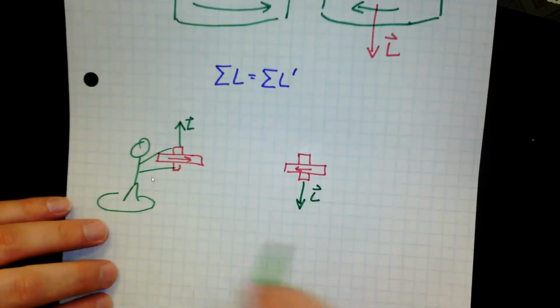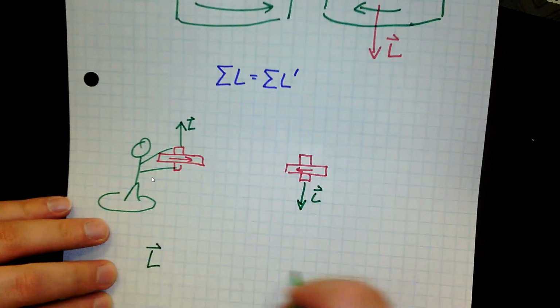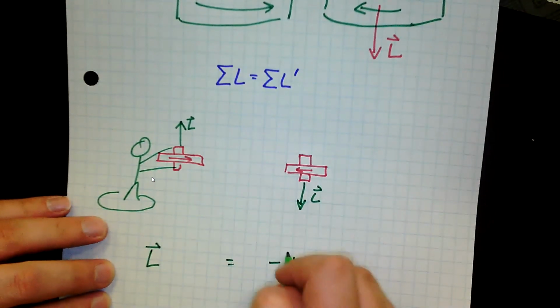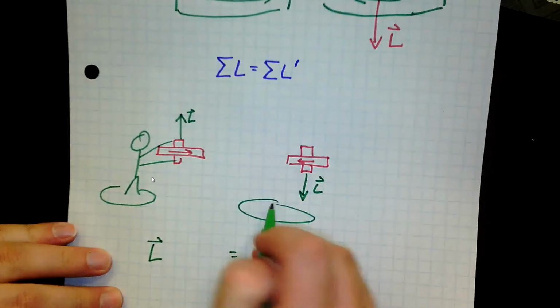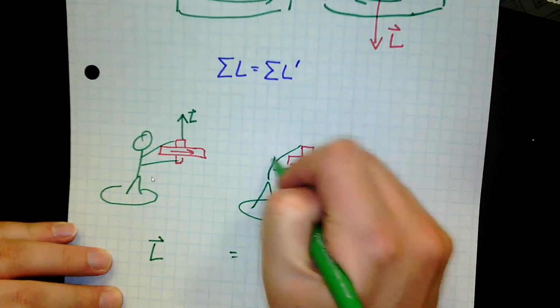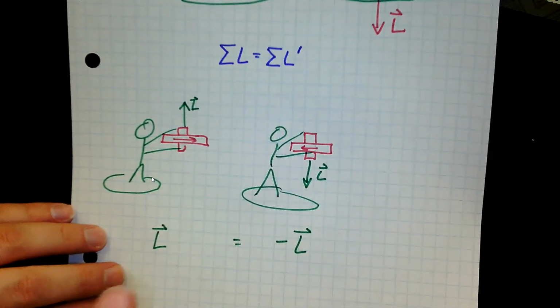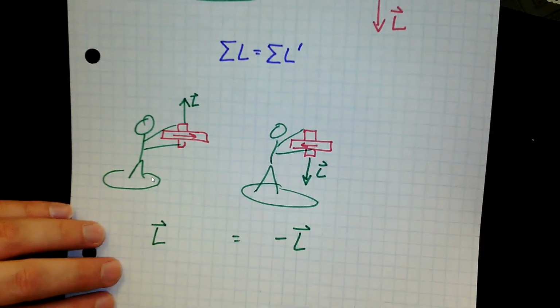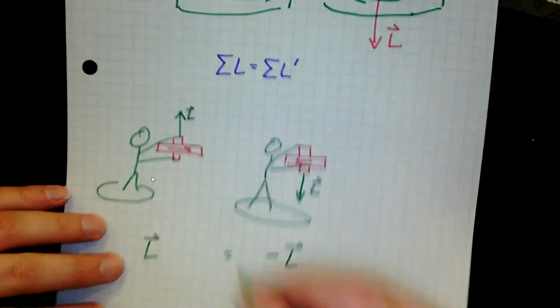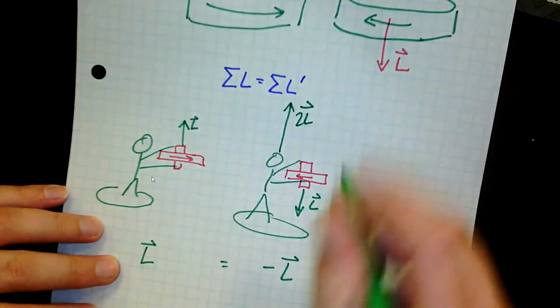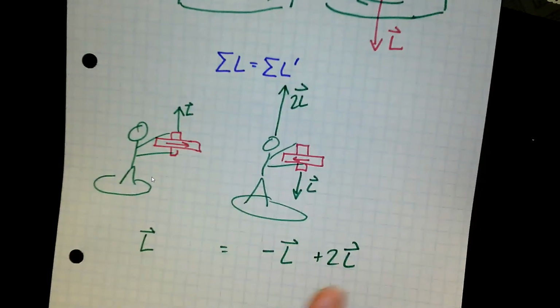In other words, my angular momentum here was L. My angular momentum here is going to be negative L. If my angular momentum here is negative L, what's got to happen? I need the momentum before to be equal to the momentum after. The only way to make the momentum after the same is if I have 2L up, because negative L plus 2L is equal to L. I need momentum to be conserved. If I take an upward momentum and flip it to downward momentum, then you get twice as much upward momentum for you.